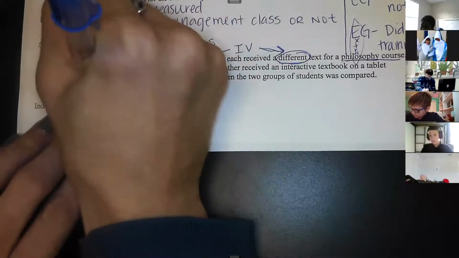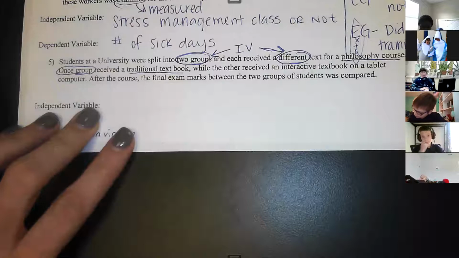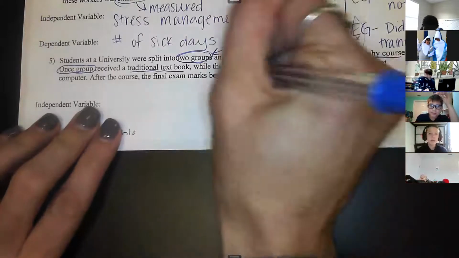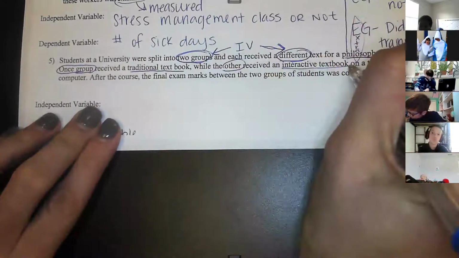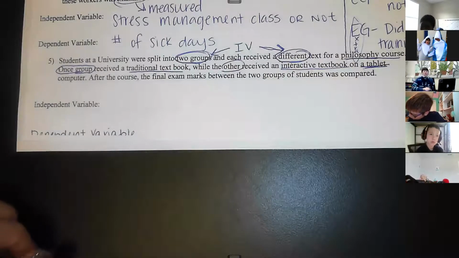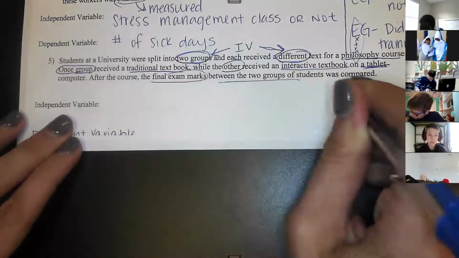One group received a traditional textbook. The other group got an interactive textbook on a tablet. After the course, the final exam marks between the two groups were compared.